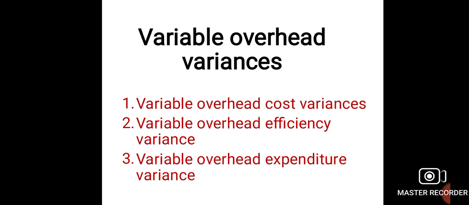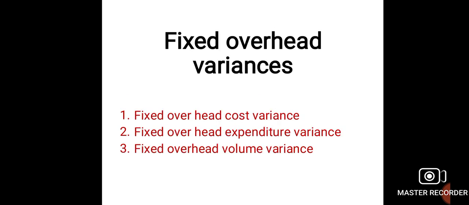First one is variable overhead efficiency variance. Variable overhead efficiency variance is the difference between the allowed variable overhead and the absorbed variable overhead. Second one, variable overhead expenditure variance. Variable overhead expenditure variance is the difference between the actual variable overhead incurred and allowed variable overhead based on the actual hours worked. The next one is fixed overhead variances.